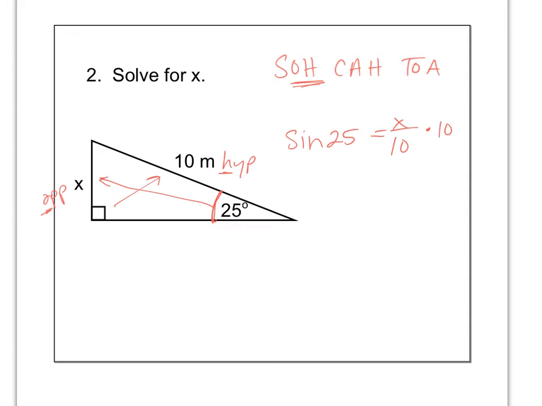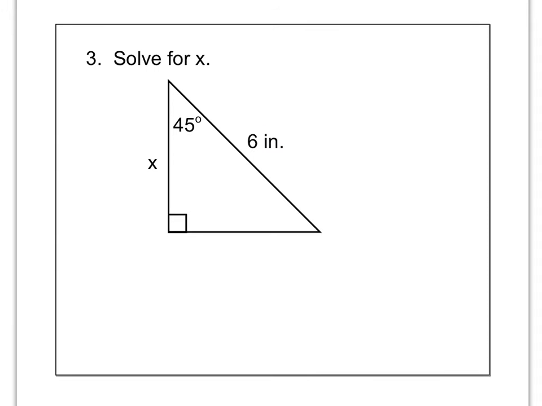Multiply by whatever's on the bottom. In this case, you're going to have 10 sine 25. And when I type that in my calculator, I get x equals 4.2, I'll say 4.23, because it's 4.226. And that would be meters. Please pause the video, try number 3.